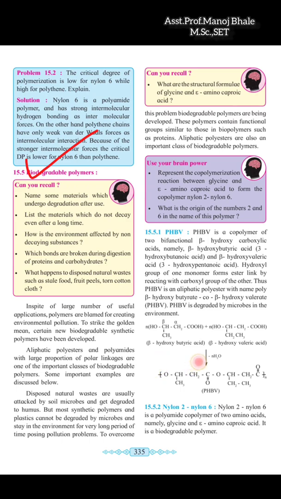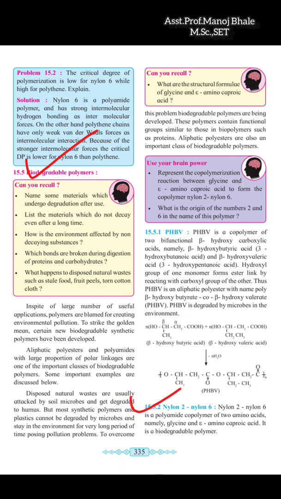We are using the reactant beta hydroxybutyric acid, whose structure is shown here, and we react n molecules of it with n molecules of beta hydroxyvaleric acid. They react with each other, there is removal of water, a bond forms between them, and PHBV is formed. So this is the PHBV which we prepared.